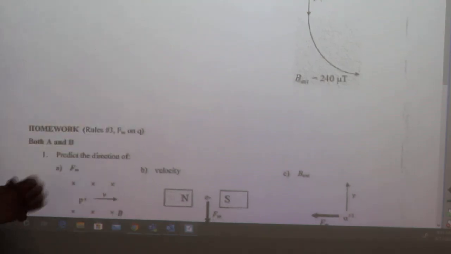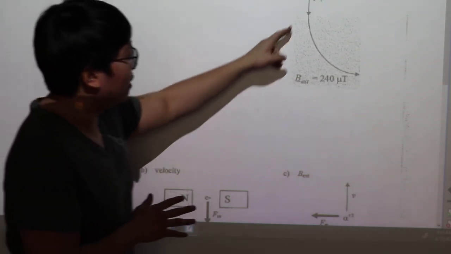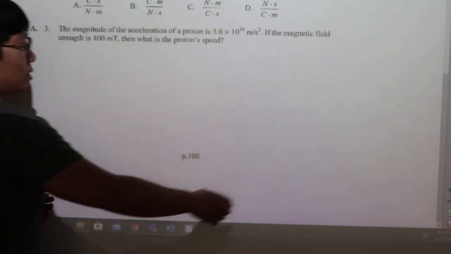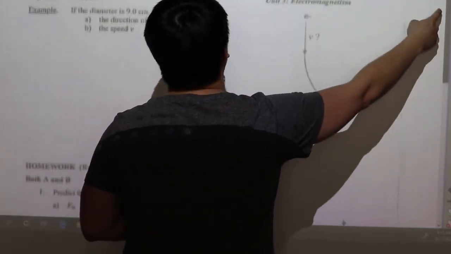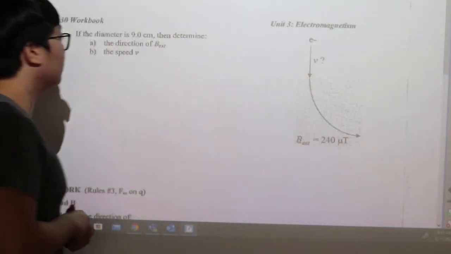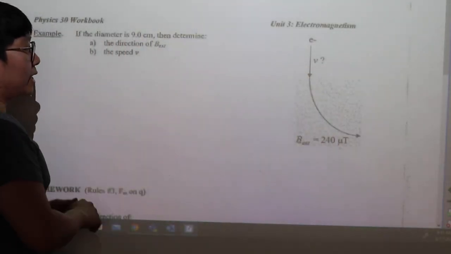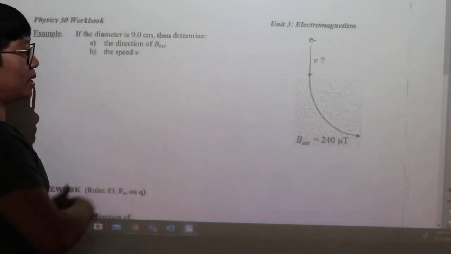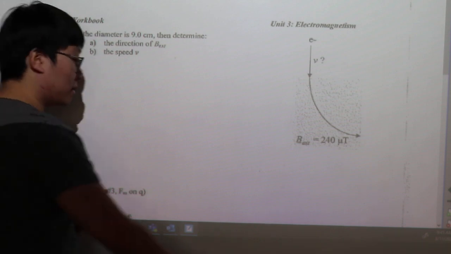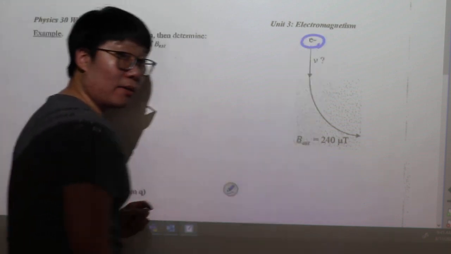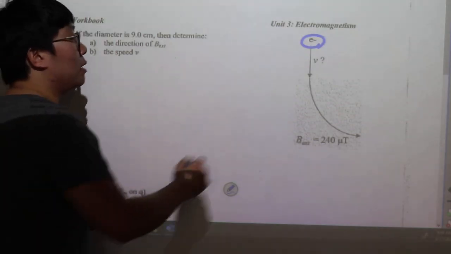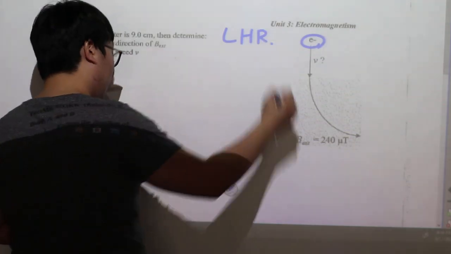Let's do a quick example. Number one, if the diameter is 9.0 centimeter in this external field, then, there you go, that's better. Let me just read this question one more time. It's on the next page, folks. If the diameter is 9.0 centimeter, then I need to determine the direction of B and the speed, V, of this electron. First thing first, since we're talking about a negatively charged subatomic particle, I need to use the left-hand rule, basically.